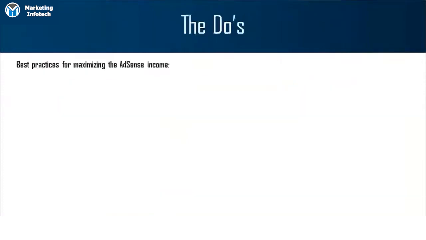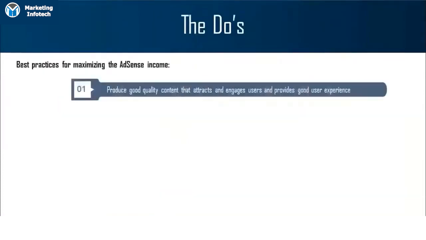So let's understand the do's and don'ts. What should we do to maximize our AdSense income? First point, produce good quality content that attracts and engages users and provide good user experience.